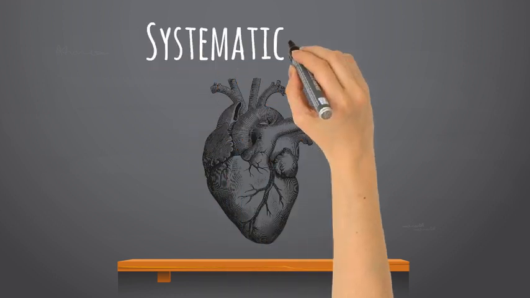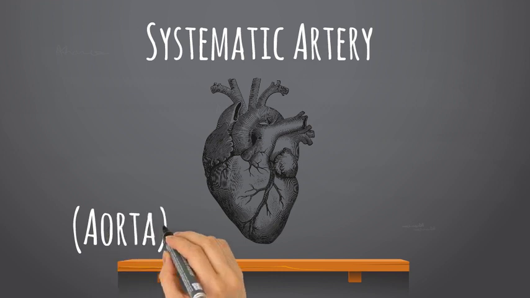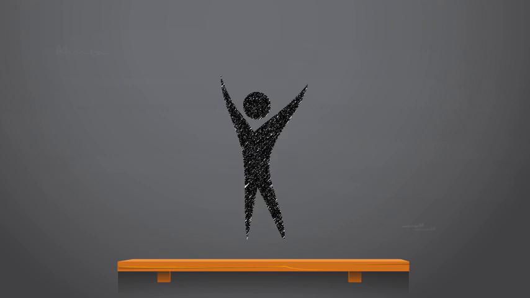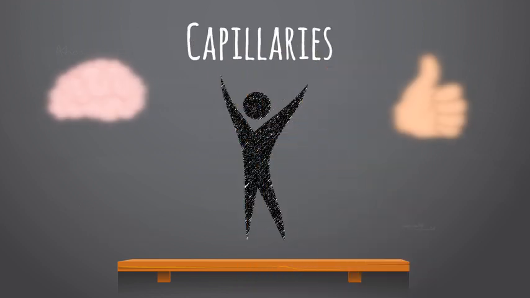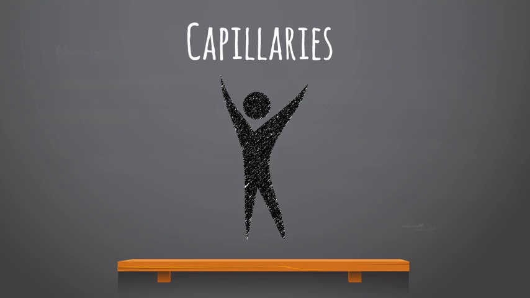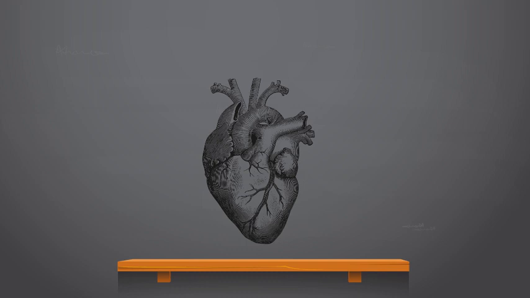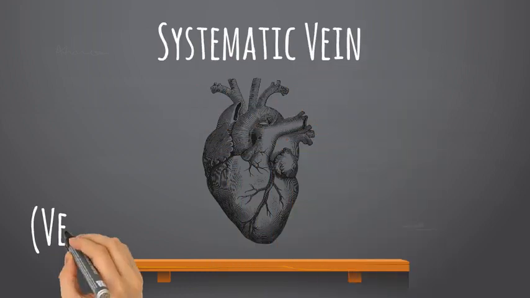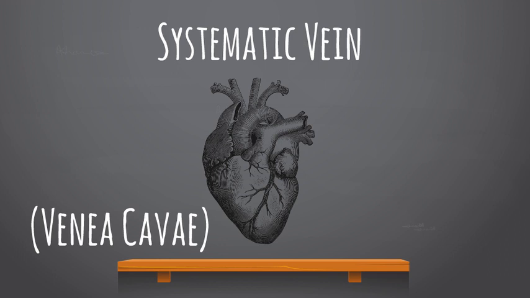The heart then acts as a pump to give the blood enough pressure to travel through the systematic arteries, or the aorta, to the whole body. This includes muscles, tissues, and organs such as the liver, kidneys, and the brain. At these sites within the body, blood cells leave behind oxygen and collect carbon dioxide by diffusion through the capillaries. The blood then flows through the systematic veins, or the vena cava, back to the heart.